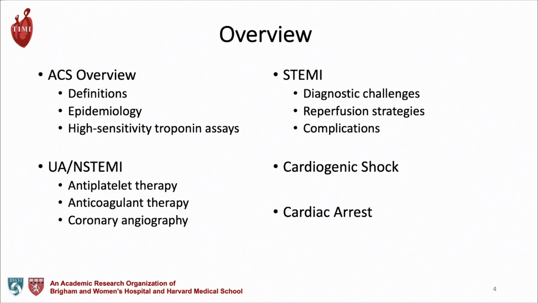We'll then spend some time talking about management approaches for the two main classes of acute coronary syndromes, namely non-ST segment elevation acute coronary syndromes, which includes both unstable angina and NSTEMI, and then we'll move on to ST segment elevation myocardial infarction. And finally, we'll end with a brief discussion of cardiogenic shock and cardiac arrest, two important complications of acute coronary syndromes, and that are obviously germane to the management of patients in an intensive care unit.